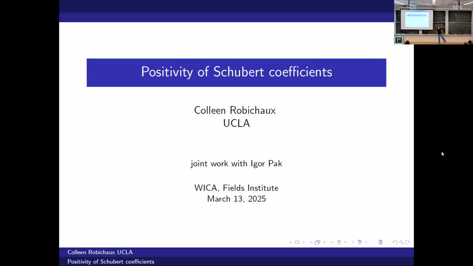So today I'm going to talk about some joint work with Igor Pak, in which we're investigating the computational complexity of particular invariants, for this case, the invariant of Schubert intersection numbers, which is sort of a departure from what a lot of you all are talking about today.